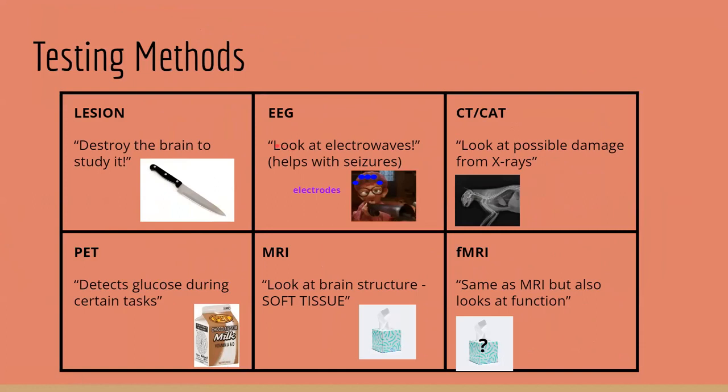EEG. That's looking at electro waves. At least maybe that can help you remember EEs. They help looking at seizures. When you do this, you have to have like a hat on. I think of the Ratatouille person that tries to shoot the rats, that she has a hat, and they have to have electrodes on the hat to look.